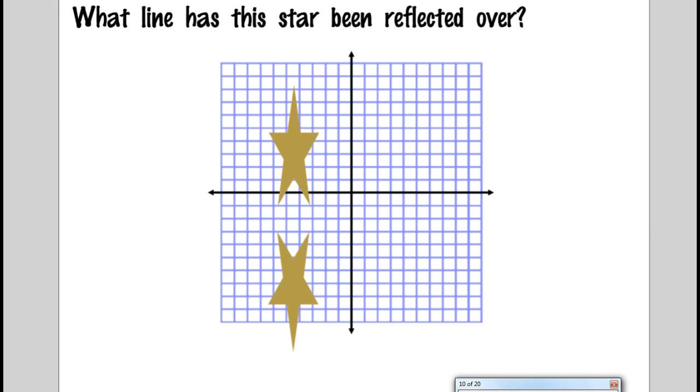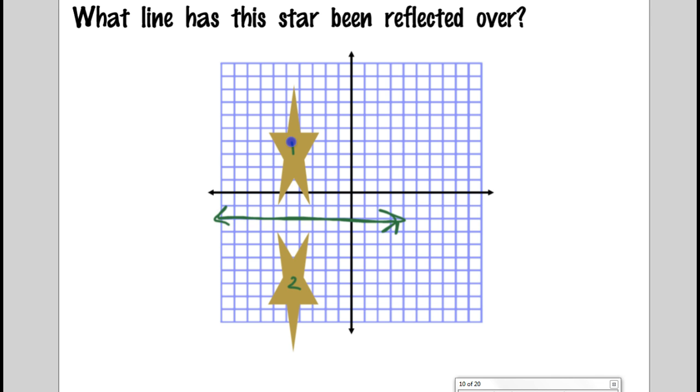What line has this star been reflected over? It's not x or y equals, not one of the three that we have a rule for. So, to find the line of reflection, it's kind of like finding the midpoint, except it's not a point, it's a whole line. You're trying to find the line that all the points of star number 1 are the same distance from as star number 2. The line that would be right smack in the middle of those two stars.